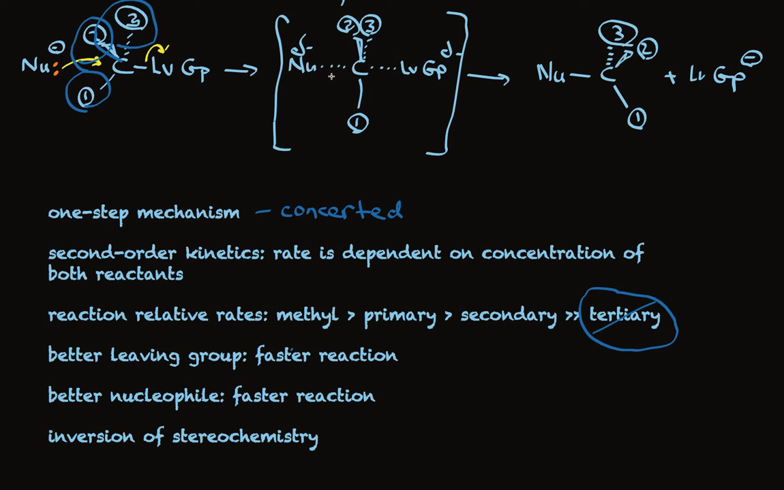And then finally, notice that there's, at least formally, inversion of stereochemistry. Because this nucleophile is approaching from the back side, and these 3 substituents are forced to go from the back side through some planar arrangement like this to being over on the other side, this automatically causes inversion of stereochemistry.